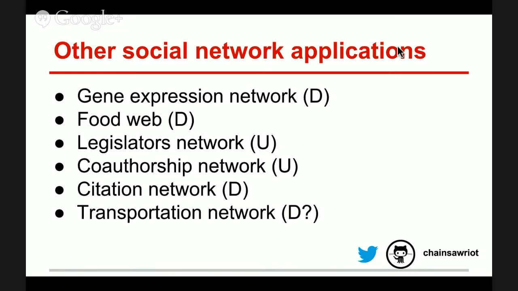And a co-author network is an undirected network, because if I co-author a paper with you, this is not a directed relationship, right? But for citation, it's a directed relationship, because I cite your paper, but you may not cite my paper, right? So it is directed.